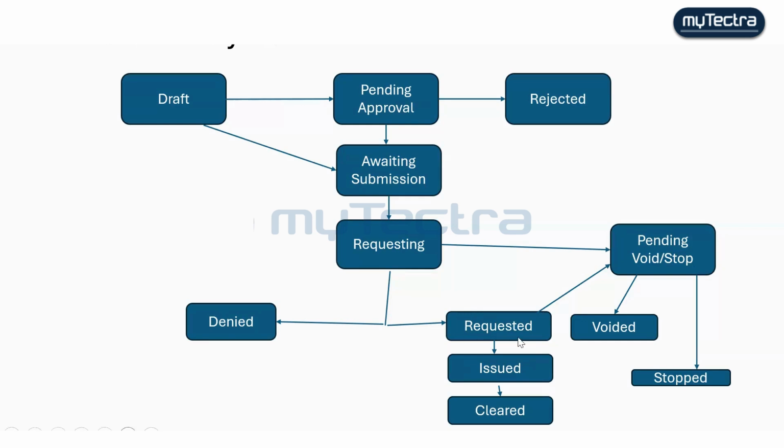Then they will issue the check and then they will deliver the check. Issued means issued out of the bank. Cleared means the check has reached the payee and he has cashed it out.